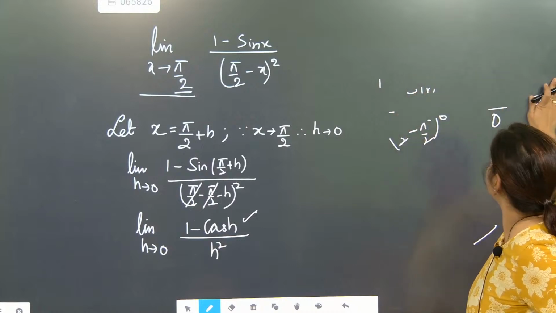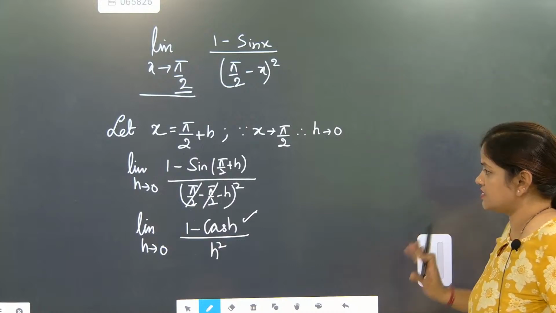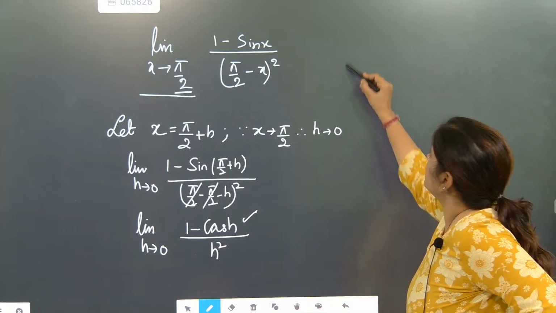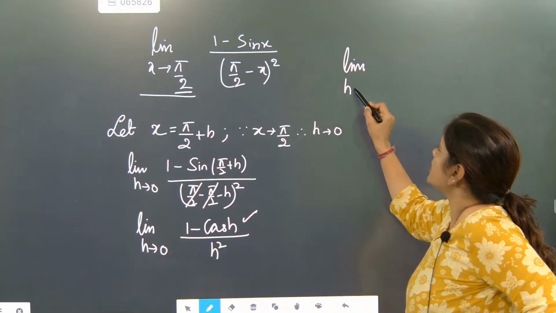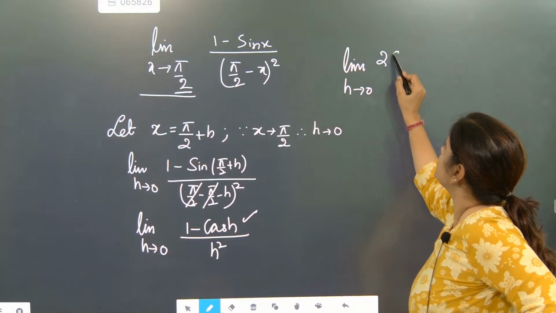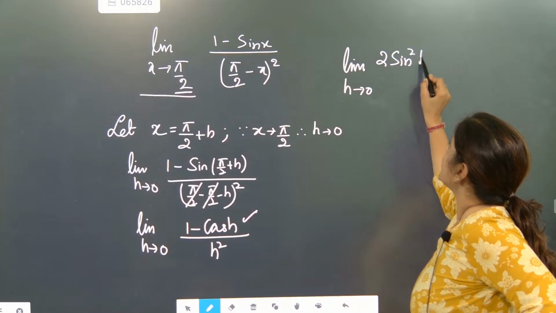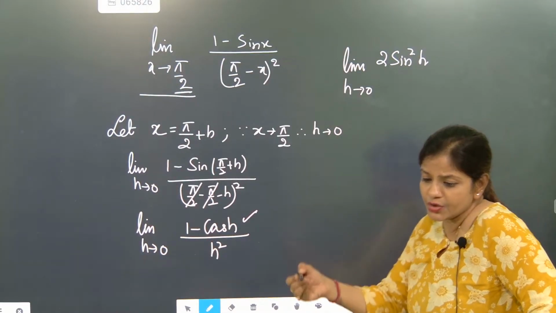Pooja, Siddharth, everybody please. Rudra, see this very carefully. Here it will become limit h tends to 0. This one will become 2 sin square h by 2.